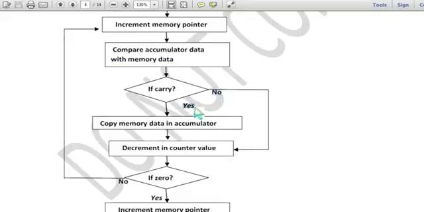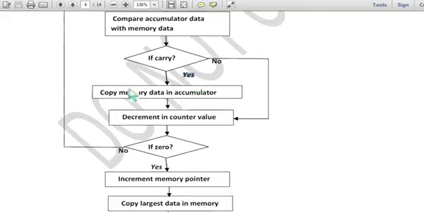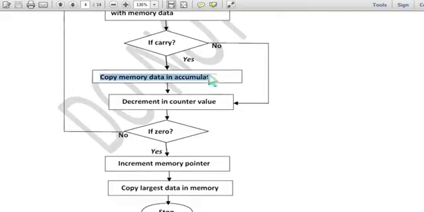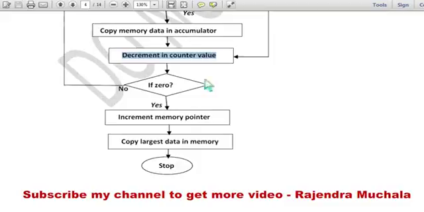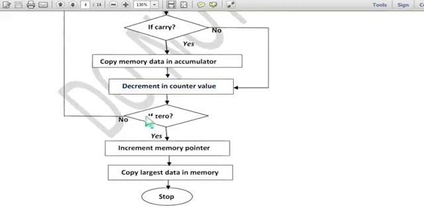If yes, the condition means memory data is larger, so first we copy memory data in the accumulator. By this step, we copy the larger data in the accumulator. If no, the condition means accumulator data is already larger, so we do not replace accumulator data, we skip this step and directly execute this step, which is decrement in counter value. Because we have done one comparison, we decrement the counter value by 1, then we check the counter value.